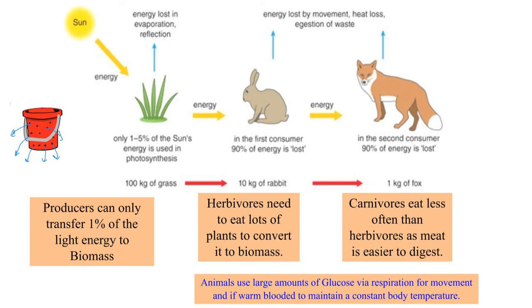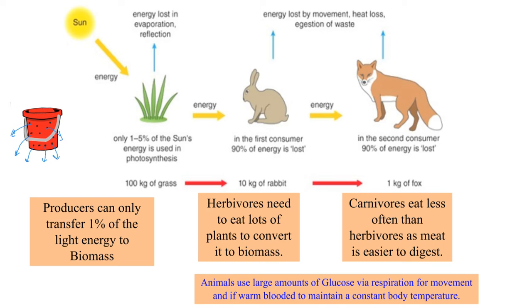So here's my summary diagram. We've got the sun up here shining onto the plants. Remember that only a very small proportion can be actually trapped and used by the plant to produce biomass. A lot of it is lost in reflection. Energy is passed on to the rabbit when the rabbit eats the plant, but not all of the energy is passed on because the rabbit doesn't eat all the parts of the plant.